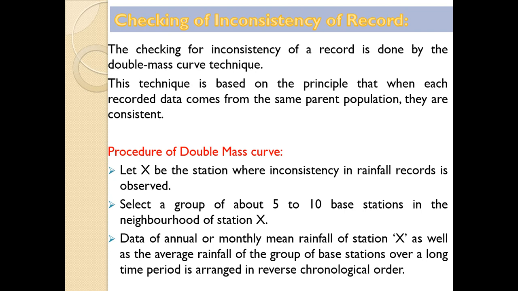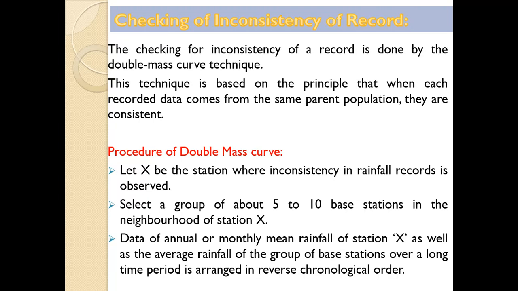Inconsistency is checked with the help of the double mass curve, but how to plot it and how to check it. Let X be the station where inconsistency in rainfall records is observed. Now, step number 1 is to select a group of about 5 to 10 base stations in the neighborhood of station X. So the very first step is 5 to 10 stations, called base stations. These are selected in the neighborhood of station X.